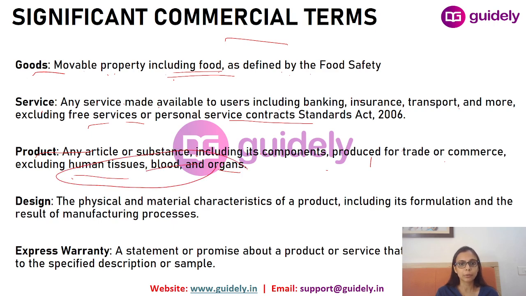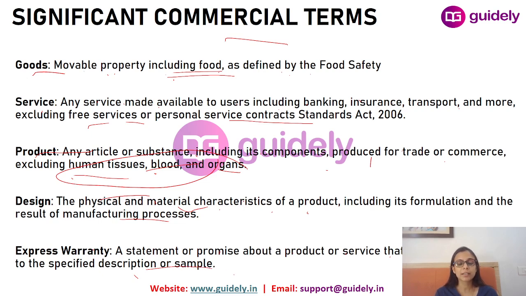These three are not included in the definition of the product as per the Consumer Product Protection Act. Design. The physical and the material aspect of any product is called a design. It's the physical aspect. The physical and material characteristics of a product including its formulation and the result of a manufacturing process. Express warranty. A statement or a promise about a product or a service that assures that it conforms to the specified description or sample.